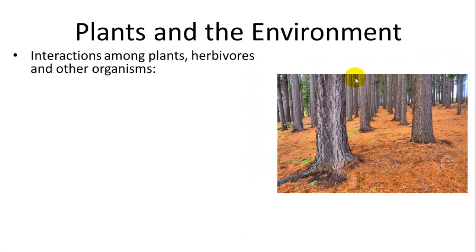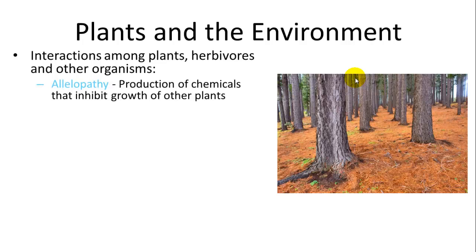So plants interact with other plants. They also have to interact with herbivores and other organisms. And some of the things they do include allelopathy, which is the production of chemicals that inhibit other plants. So pine trees produce pine needles, which they regularly shed throughout the year. And these pine needles will prevent other things from growing because they change the acidity of the soil. So that's an allelopathy.